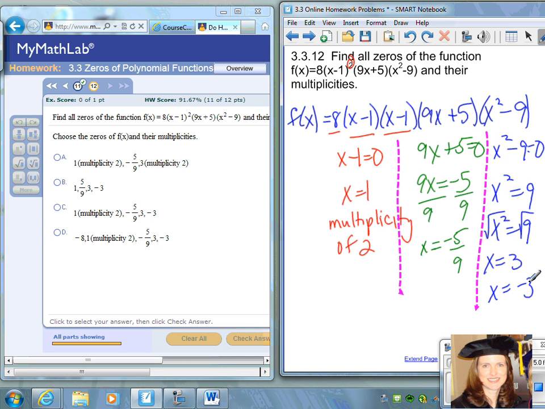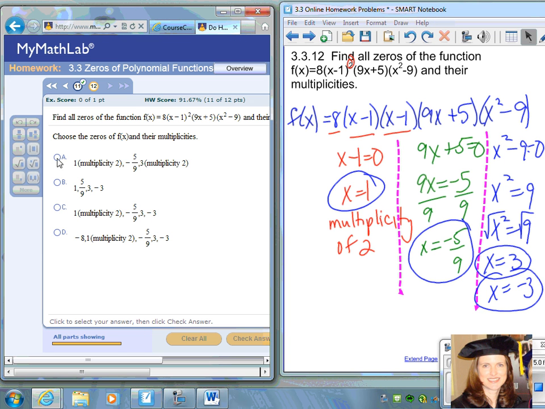So we have the following zeros. We have 1, which has a multiplicity of 2. That's a 0, negative 5/9, positive 3, and negative 3. And the one that has a multiplicity of 2 is x equals 1. That looks like the first choice here. Our zeros are 1 with multiplicity of 2, negative 5/9. Oh, nope, sorry, wrong one. Choice C, 1 has a multiplicity of 2, negative 5/9, a positive 3, and a negative 3.